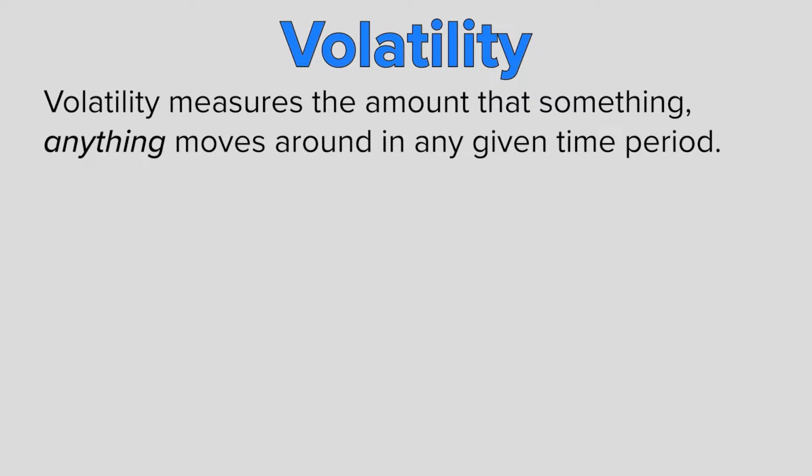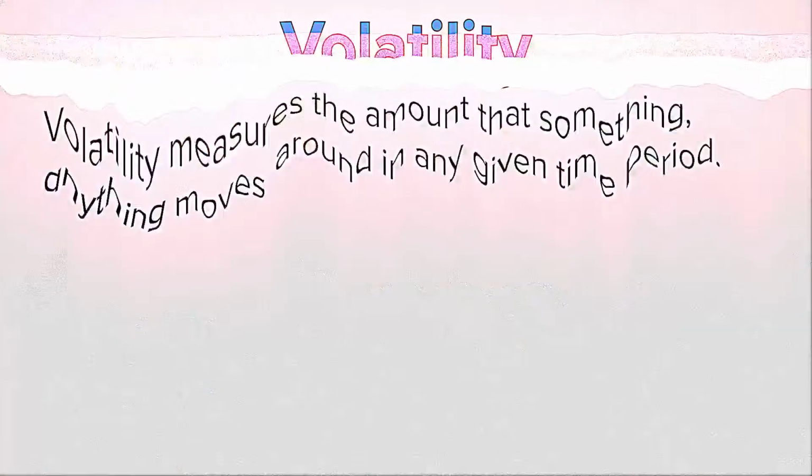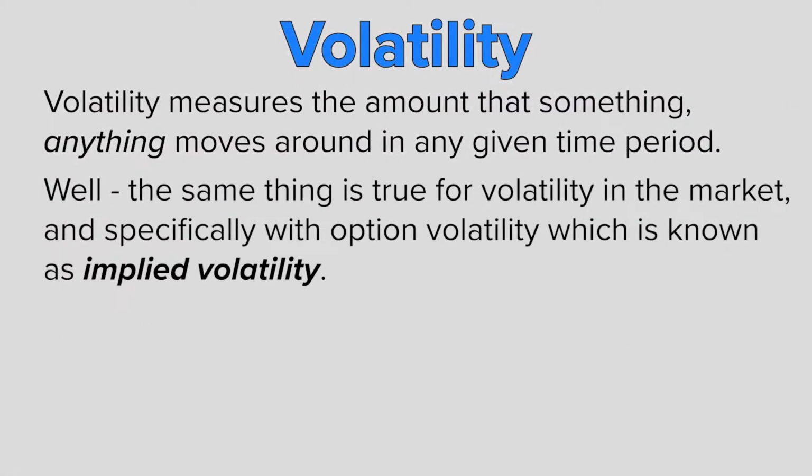Understanding volatility. Yes, every option trader needs to understand volatility. Volatility measures the amount that something, anything, moves around in any given time period. Think of it in terms of your stress level. When things are hectic, out of sorts, maybe you just have a ton on your plate, your stress level rises, you become a bit more edgy or even a bit more volatile. Well, the same thing is true for volatility in the market, and specifically with option volatility, which is known as implied volatility.